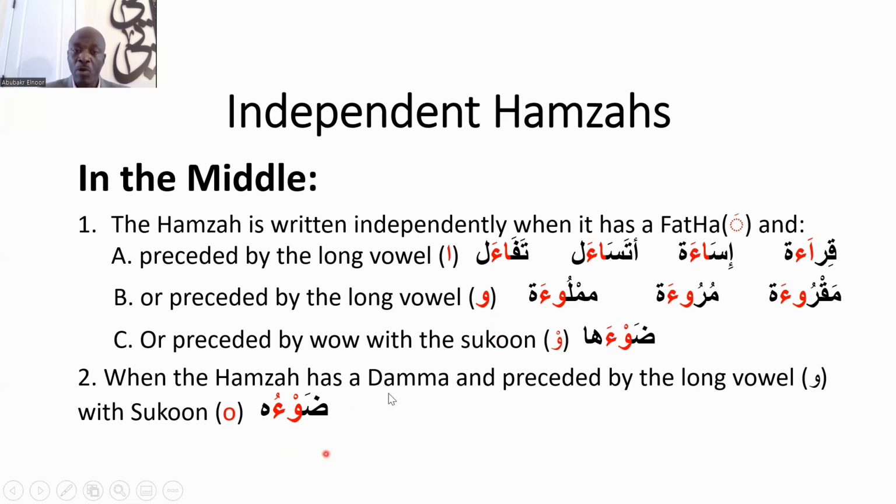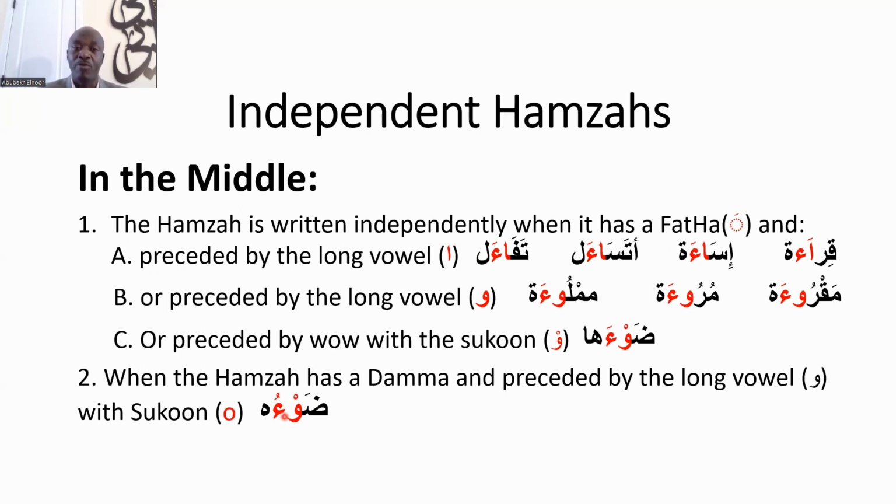Rule number two, when the hamza has a dhamma. Here we said the hamza has the fatha, but here the hamza has the dhamma and is preceded by the letter waw with the sukoon. It doesn't behave here like a long vowel, but daw'uhu. So the waw has the sukoon and the hamza has the dhamma. Daw'uhu. So in this case also the hamza is written independently with no chair. So these are the two situations where the hamza is seated alone.